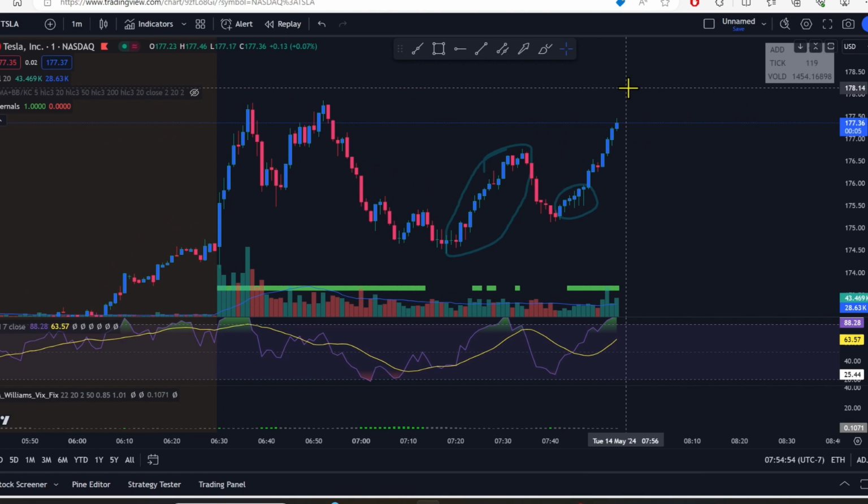Anyways, that's it for today. 2 successful trades. Very good day.